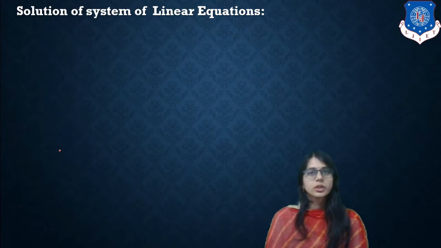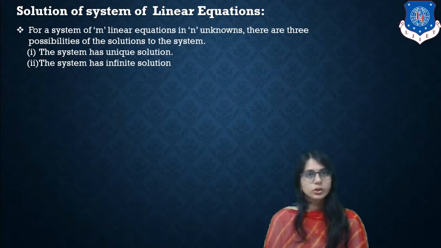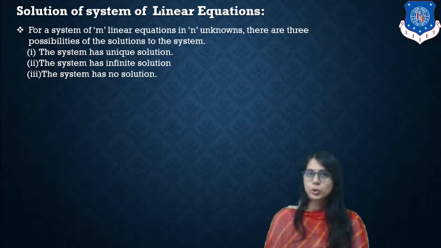Solution of a system of linear equations. For a system of m linear equations in n unknowns, there are three possibilities for the solution. The system has a unique solution, the system has infinite solutions, or the system has no solution. First, unique means only one solution. Infinite solutions means too many solutions. And no solution means no solution exists.